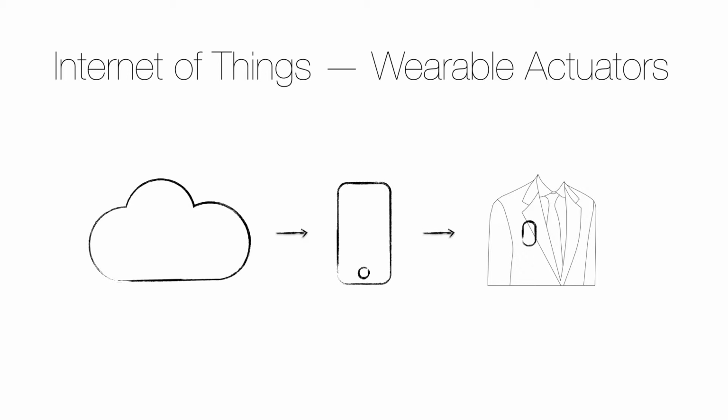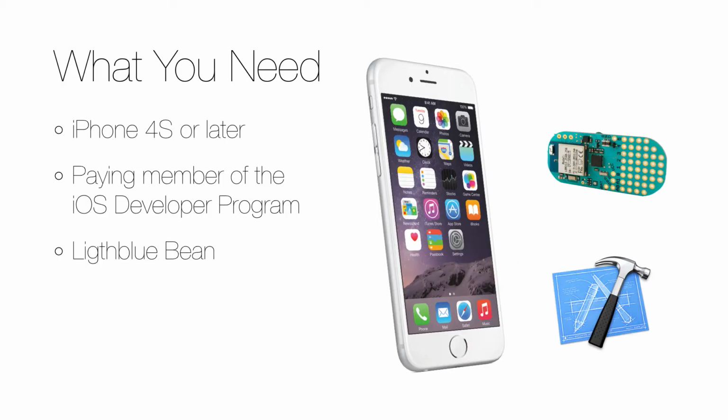Let's create an iPhone app that subscribes to an MQTT broker topic and change the color of a wearable LED. To do that, you need an iPhone 4S or later, as well as register as a paying iOS developer. And you need a LightBlue Bean, which is an Arduino compatible microcontroller with a built-in Bluetooth that has a coin cell battery to be constantly on and connected.